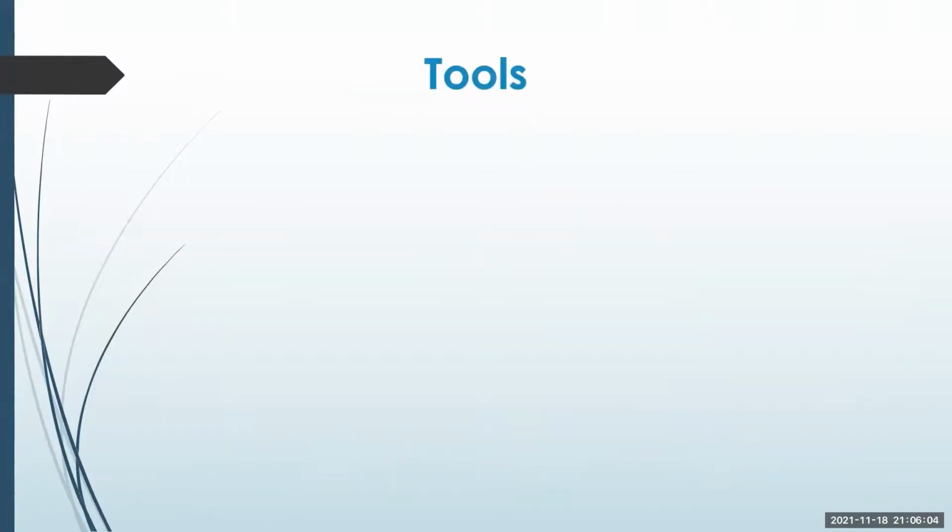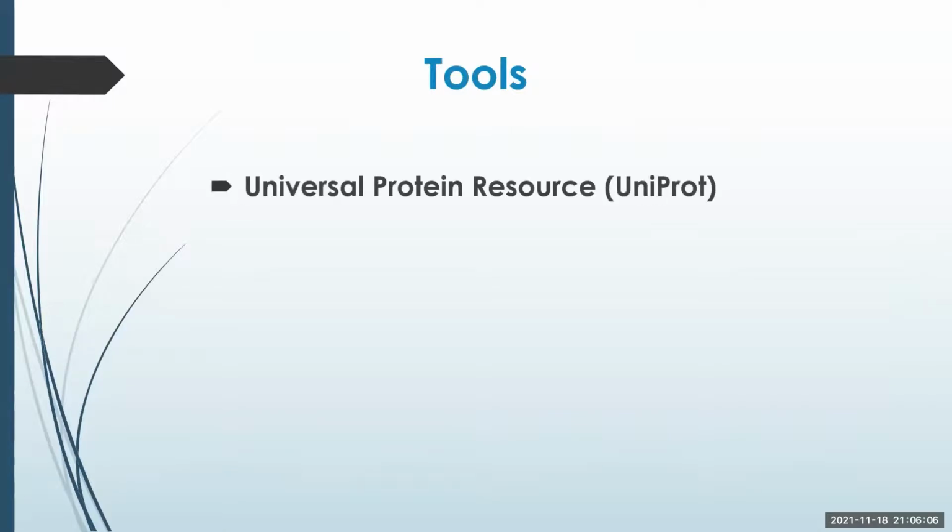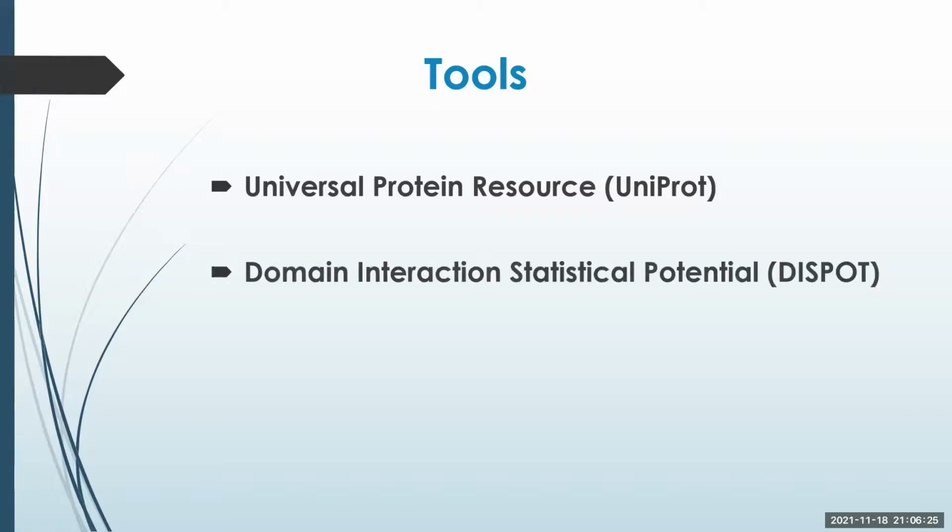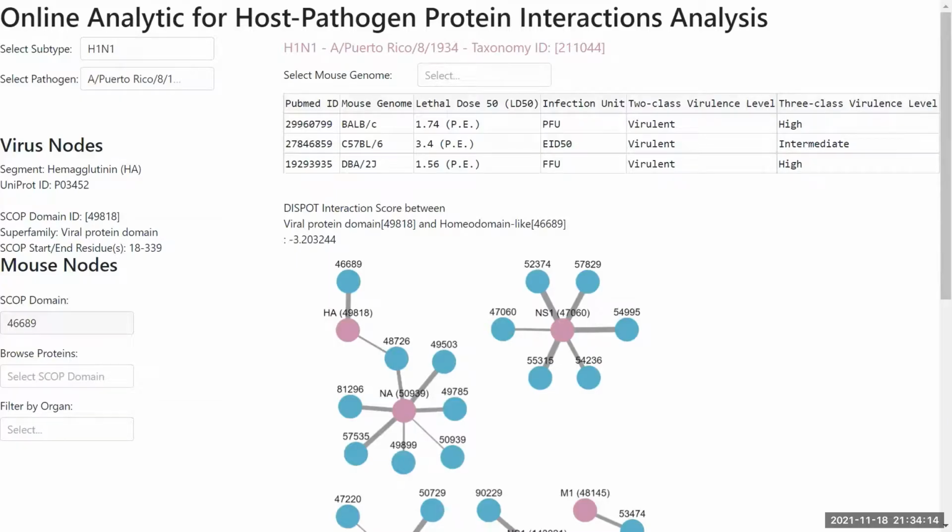Tools used in this project include the Universal Protein Resource UniProt knowledge base, used to collect amino acid sequences of IAV proteins, and the UniProt ID of each protein was also noted. The UniProt proteomes was also used to collect protein sets from fully sequenced mouse genome. Next, the domain interaction statistical potential DISPOT tool was used to estimate the potential of an interaction between a pair of protein domains, given their superfamily. This GUI was created using the Python library Dash.